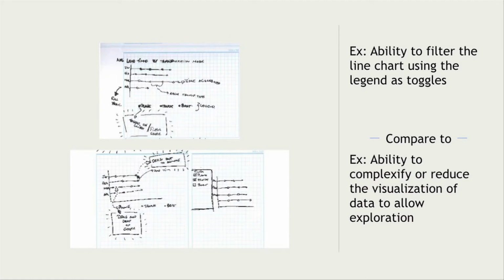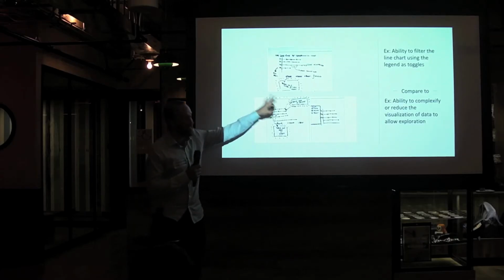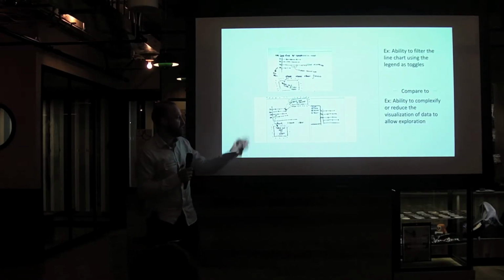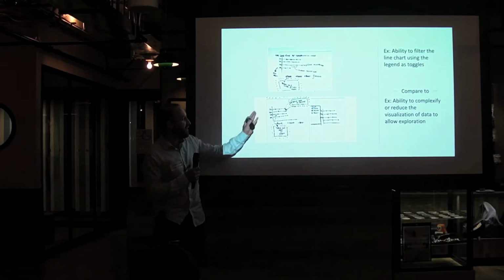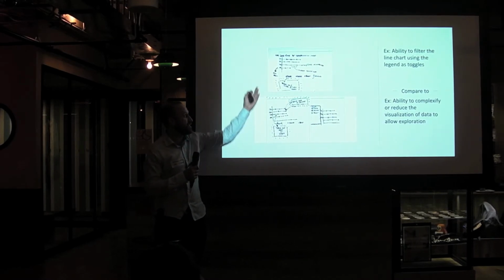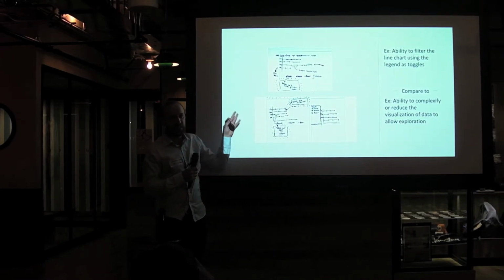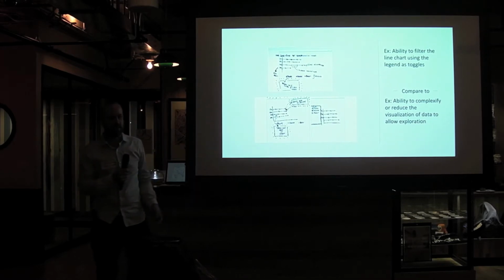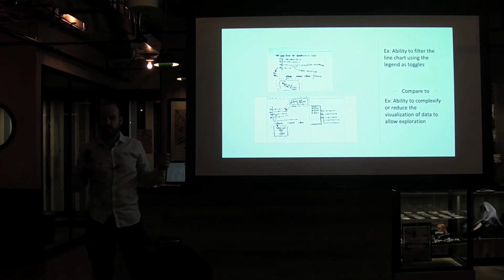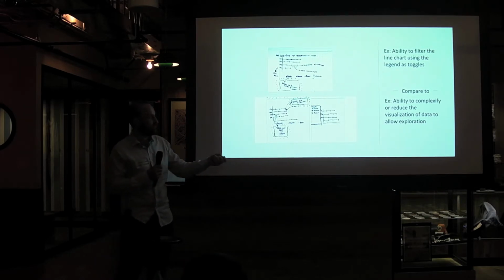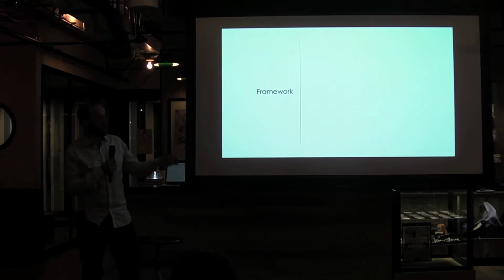Instead, if I say ability to complexify or reduce the visualization of data to allow exploration, I'm not really good at writing those things, but it gives more options, right? You can say, oh, well, there's a lot of ways of doing this. I could do drag and drops. I could do checklists. I could still use this. Maybe this is the best solution, but I'm not cutting myself out. And so it's important to really be general and say what is the actual need of the user and not a solution. And this brings me to framework.